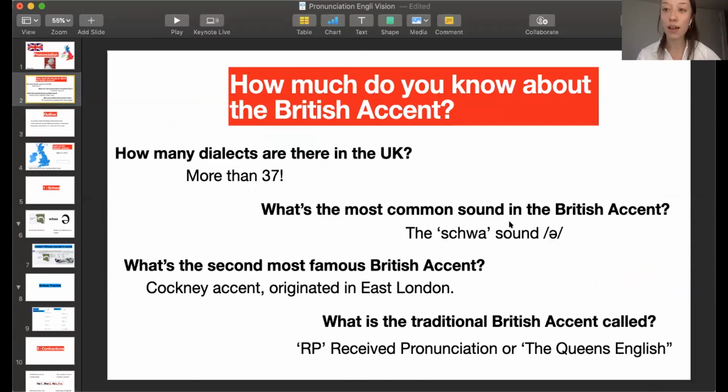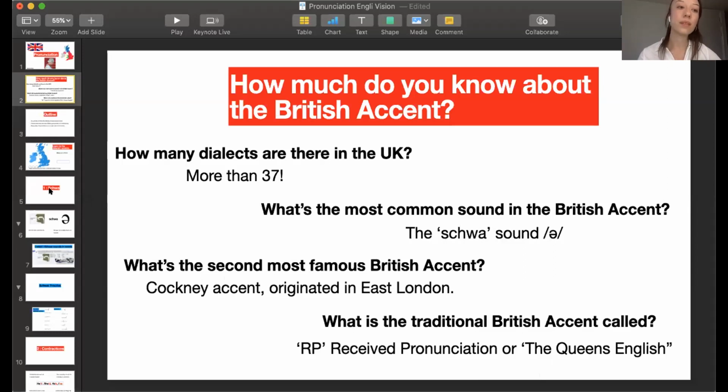Schwa sound is the most common sound in the UK. Cockney accent originated in East London. If you go on YouTube to watch old TV series, you'll often hear the Cockney accent, and it's quite difficult to understand because they drop a lot of letters, sounds. And the traditional British accent, which you hear on the BBC, is the Queen's English.